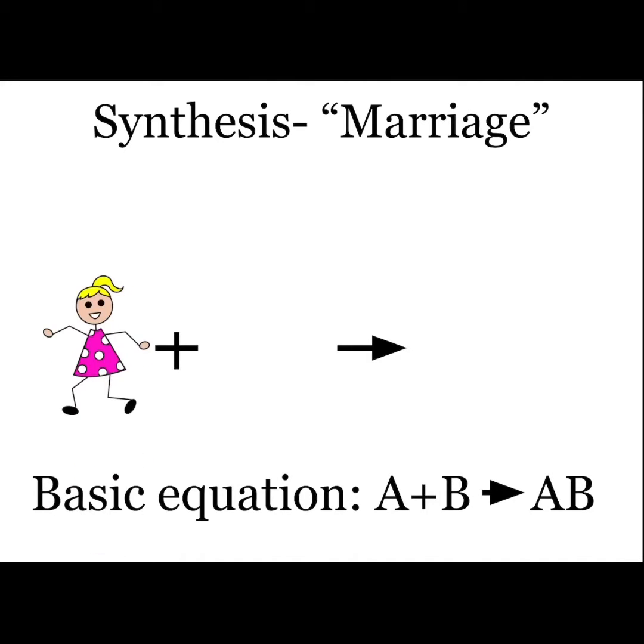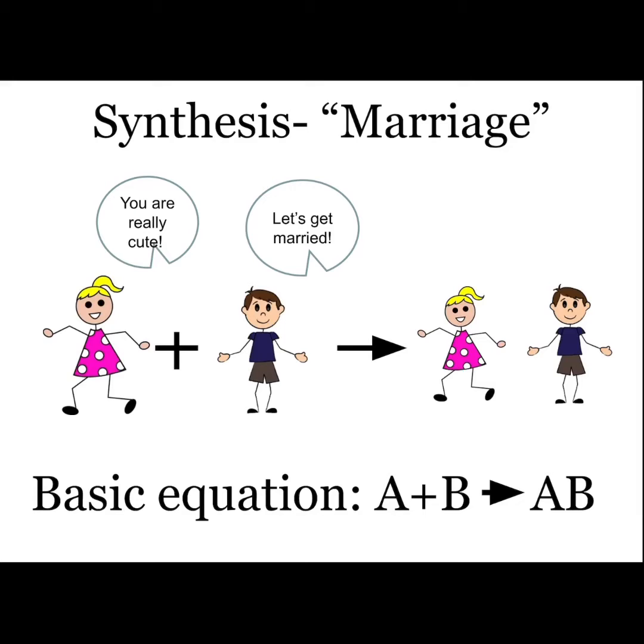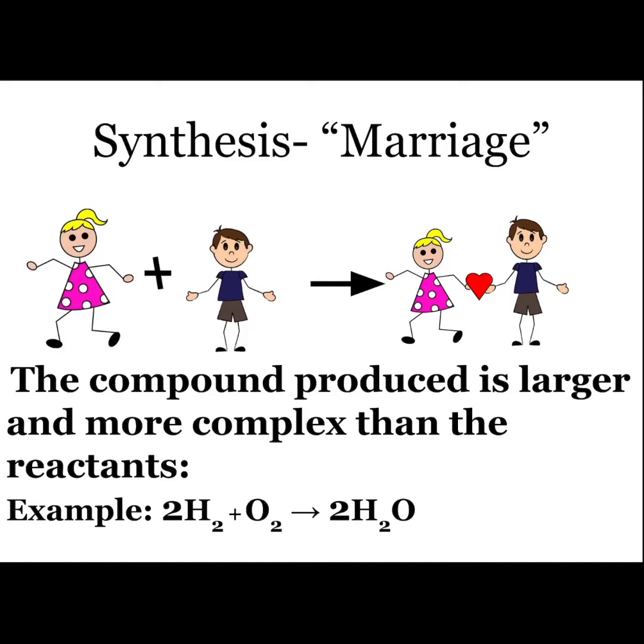So for this story, we have a guy and a girl, and they get together, they get married. That's what happens in this type of reaction. Next, the compound produced is going to be larger and more complex than the reactant. So here's a real life example. I have 2H2 plus O2, and when they combine and form a reaction, it would get 2H2O, so 2 water molecules. That product is more complex than the reactants.